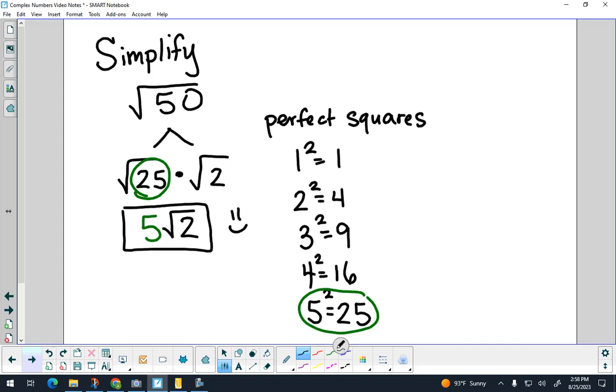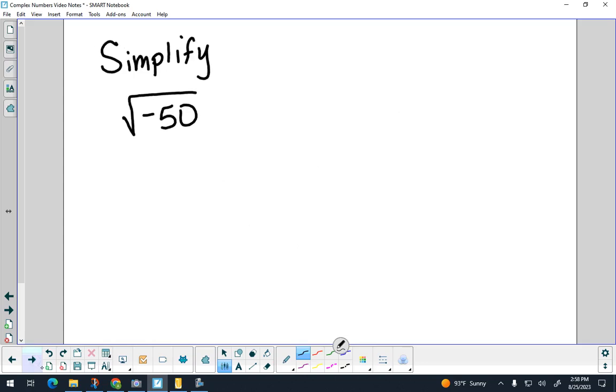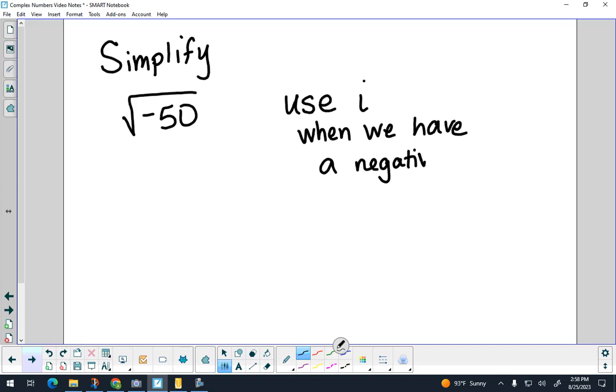But what happens if you need to pause the video? Go ahead and pause the video because I'm getting ready to change the screens. But what happens when I have a negative number? Remember we just talked about we use i when we have a negative square root, right?